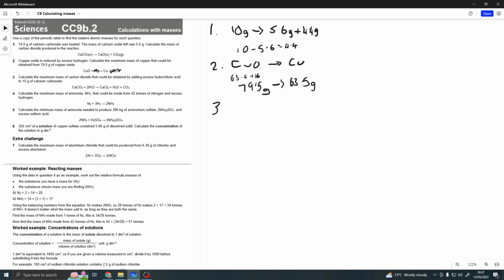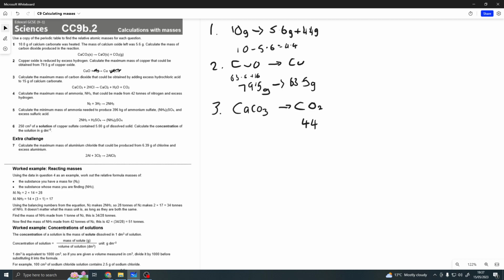Good. Number 3. Here we have calculate the maximum mass of carbon dioxide that could be obtained by adding excess hydrochloric acid to 15 grams of calcium carbonate. So first of all, we will go with calcium carbonate and we are looking for the CO2. We don't need to worry about any of the other things in the equation. They are not important. Now, CO2 is 16 times 2 for the oxygen plus 12. That makes 44, my calculator says.